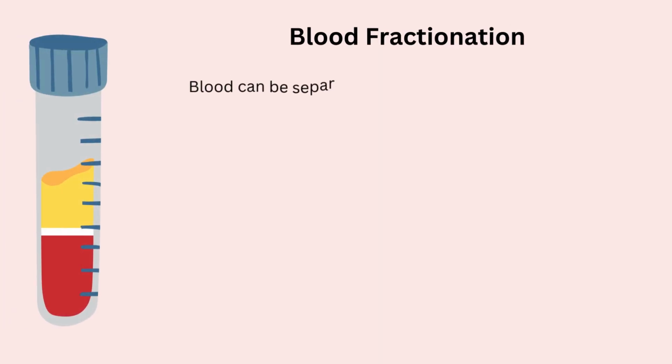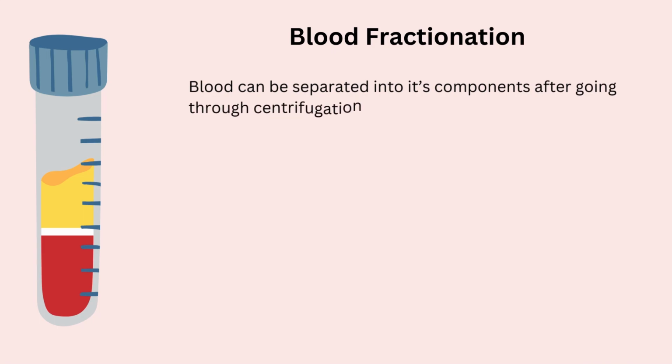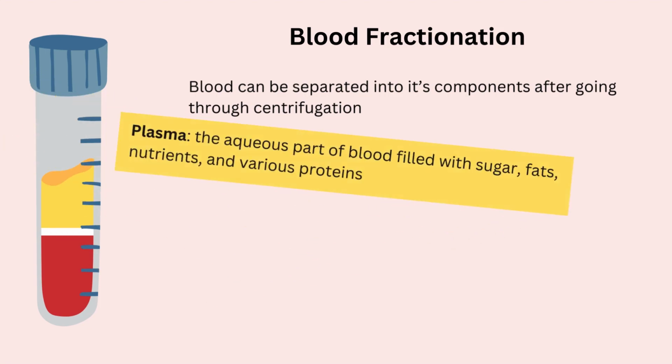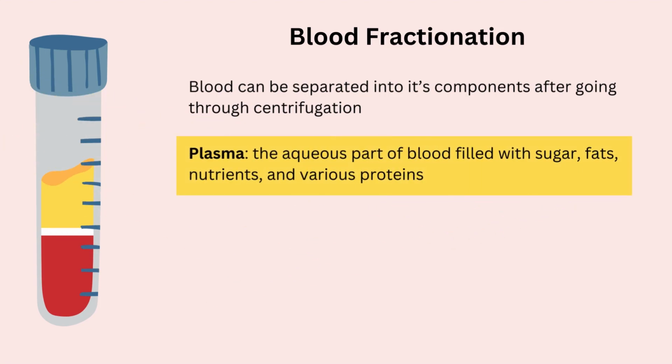Blood can be separated into its distinct parts after being spun in a centrifuge in a process called blood fractionation. As you can see, it appears the blood has three main distinct components. The first layer is a clear yellow liquid called plasma. This is the liquid portion of blood that contains water, sugars, nutrients, vitamins, fats, waste products, and all the various proteins that your body needs to transport all around itself. It also helps maintain the body's fluid balance.